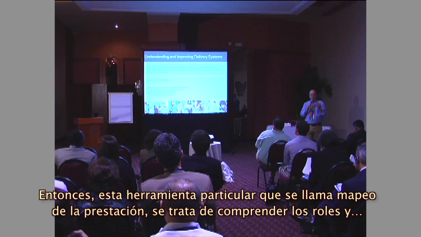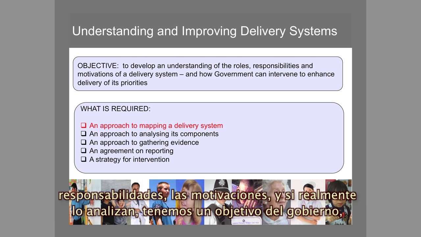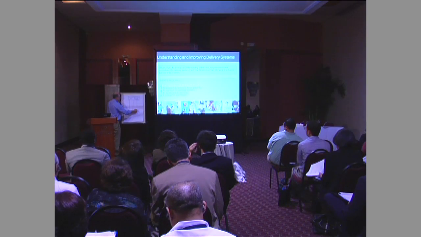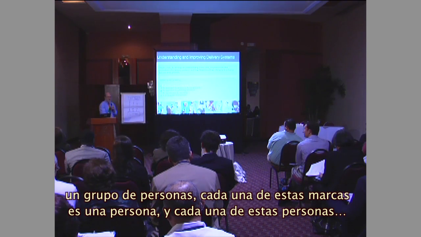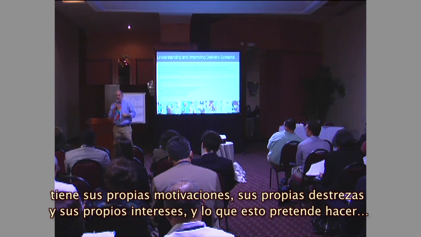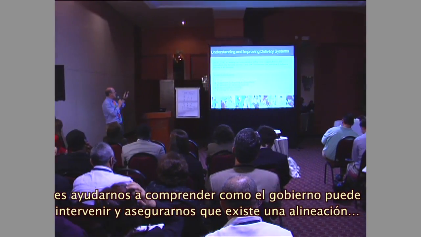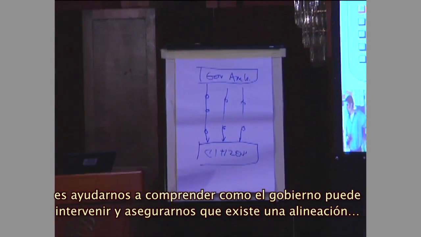So this particular tool, which is called delivery mapping, is about an understanding of the roles, responsibilities, and motivations. If you think about it, you've got a government ambition: the ambition, the goals, the priorities of a government. And you've got citizens. And in between, you have a range of people. Each of those blobs is a person. And each of those people has their own motivations, their own skills, their own interests. What this is intended to do is help us understand how government can intervene and make sure that there's an alignment in terms of what we're doing.